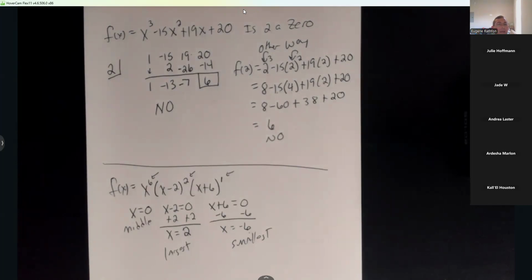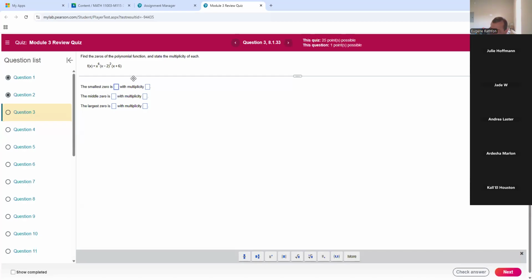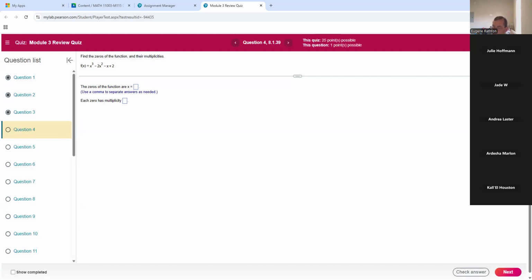So I'll go back to MyMathLab. Smallest zero, I said, was negative 6, and it had a multiplicity of 1. The middle zero is 0, and it had a multiplicity of 6. So remember, multiplicity is just the exponents. The largest zero was 2, and it had a multiplicity of 2. So just make sure you get them in order, okay? All right, next.